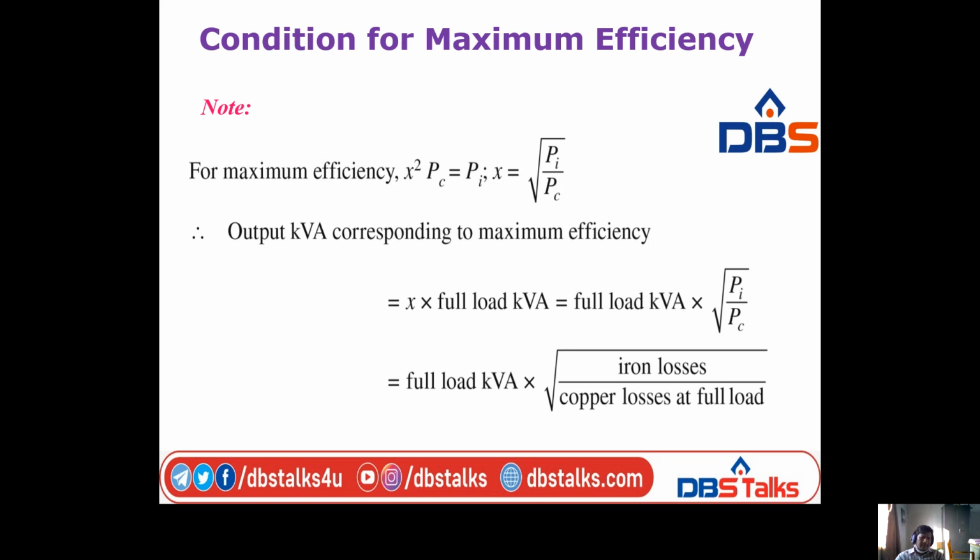So by using these expressions, that is load current at maximum efficiency, which is square root of iron losses by R02; at what load maximum efficiency occurs in a transformer, which is X equal to the square root of iron losses by copper losses; and at what output kVA the maximum efficiency occurs, which is full load kVA multiplied by the square root of iron losses by copper loss at full load. By using these equations, we can find the efficiency and the parameters at which we get maximum efficiency, that means load current or output kVA, whatever it may be.